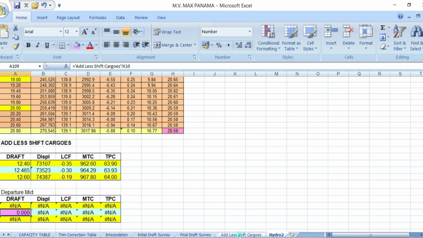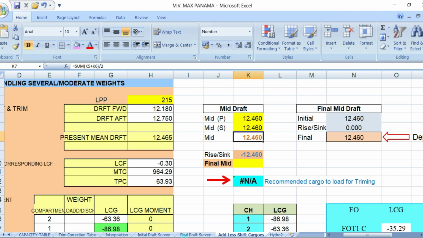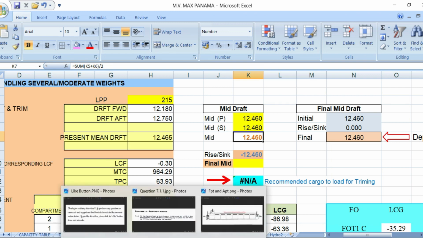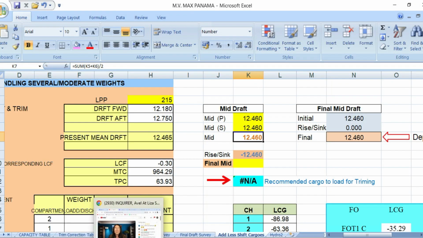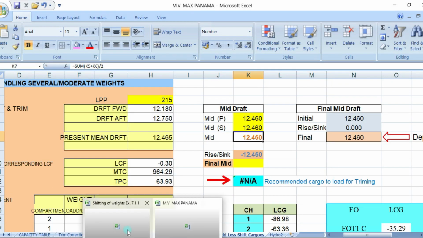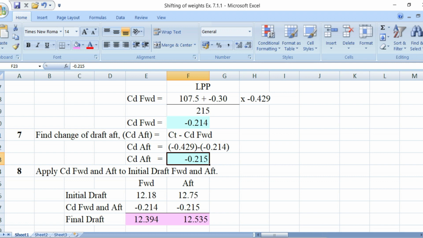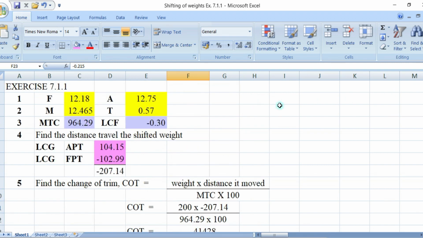Then we go here. So this is by manual. So this is your forward draft 12.18 and up is 12.75. Your main draft is 12.465 and your trim is 0.57. So you get the same MTC here, 964.29, and LCF is negative 0.30.